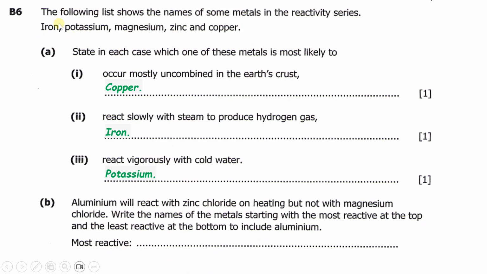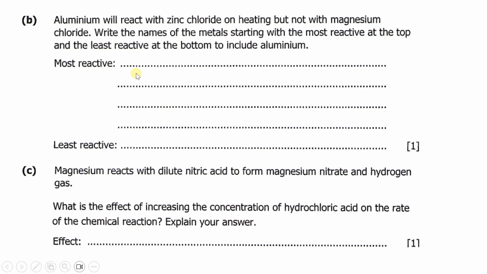So we have how many? 1, 2, 3, 4, 5. Now we should also include aluminium. So aluminium in this case should come below magnesium but above zinc. So in this arrangement we can have potassium, magnesium, then aluminium, then zinc, iron, copper. So that's how it is going to be.